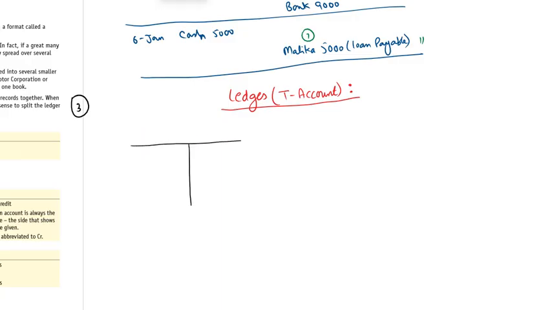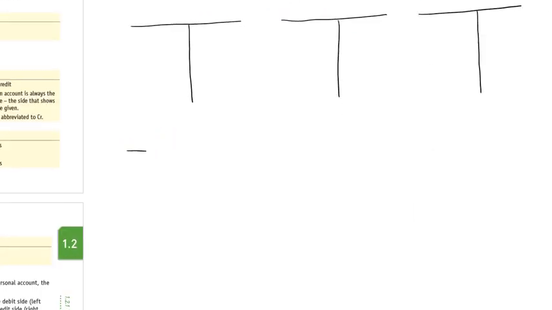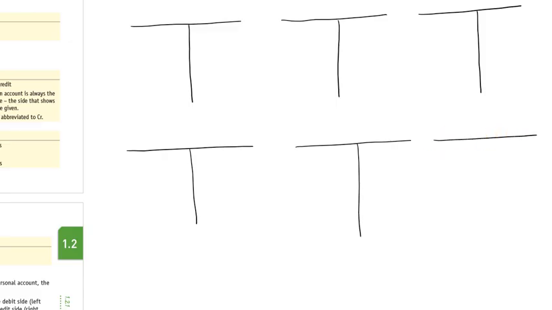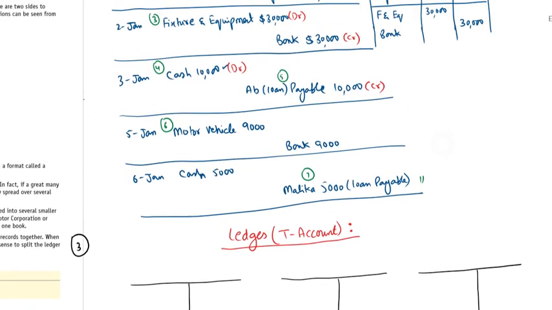So here is the first ledger, that is the bank ledger. Second one is capital. Third one is fixture and fittings. 4, 5, 6, and the last one is 7. So here is 7. What's the name of first?